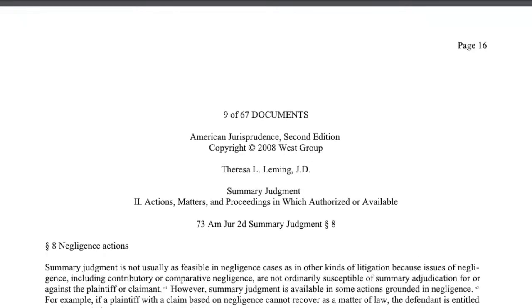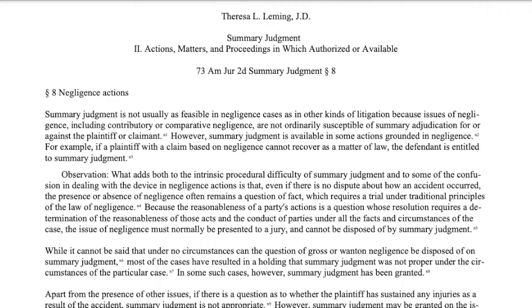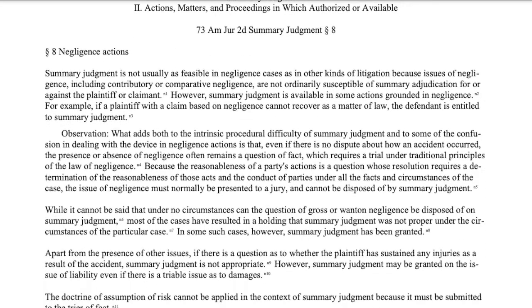All right, now we're on to the good part here. Oh no, we're on section 8 still. Still a good part, negligence actions. Let's pop over here to the chat. Let's see where we're at.